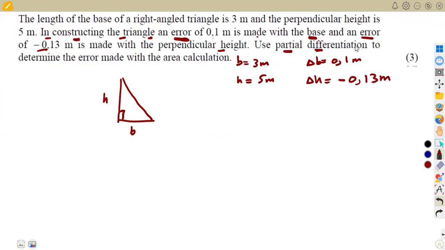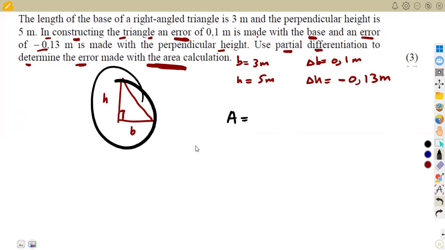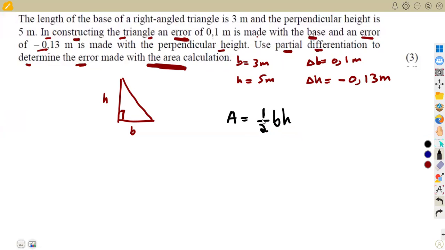Use partial differentiation to determine the error made with the area calculation. Not volume. This is a plane shape. Remember, we're talking about a plane shape, that is in terms of area. And so you need the formula. What is the formula for area? That is the first thing, because you're given a right angle triangle. And what is the area of a right angle triangle? It's half base times perpendicular height. So as you can see, our area is affected by two things, the base and also the height. So due to these errors, it is going to affect even our area.